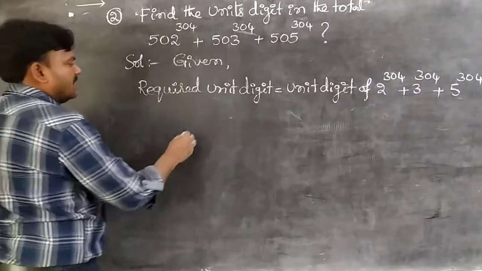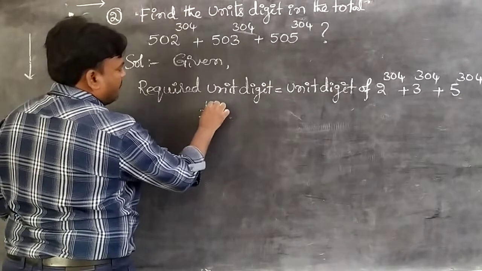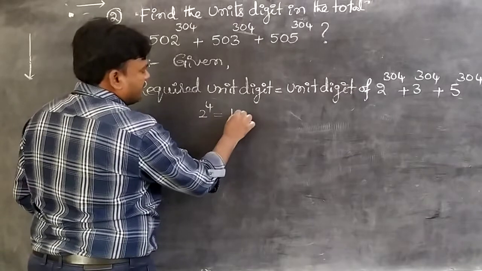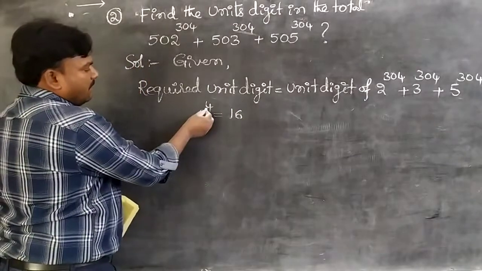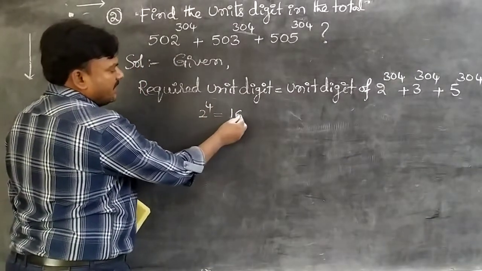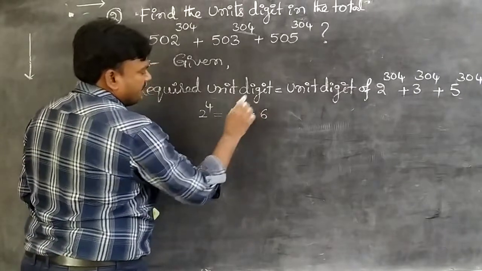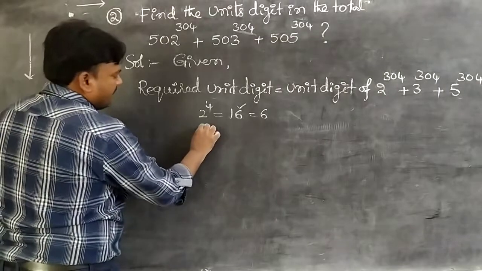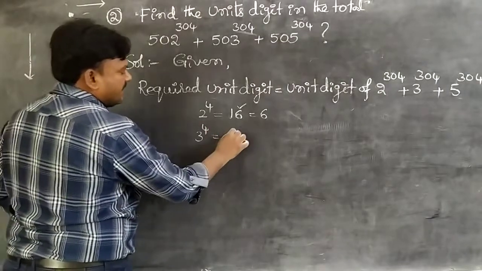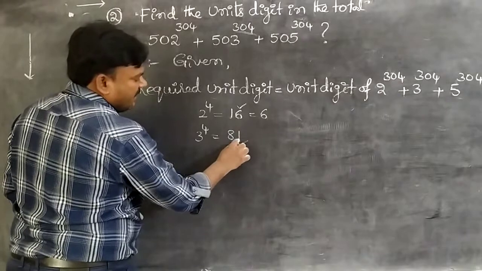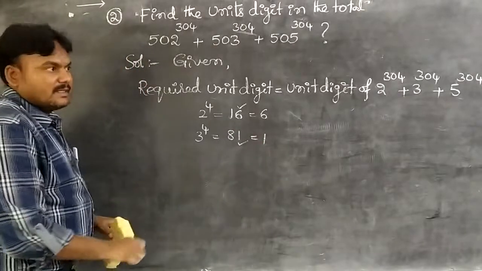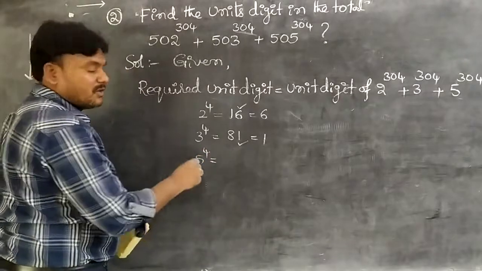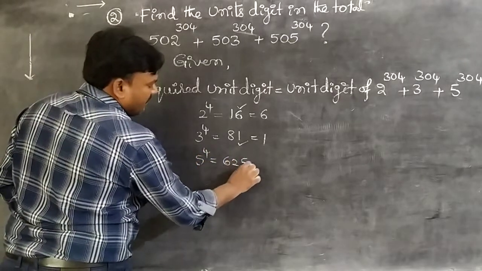So observe carefully here. What about 2 power 4 value? Observe, students. 2 power 4 nothing but 16. In the power 4 multiple, the unit digit must be 6. Next one, 3 power 4, observe. So 3 power 4 means 81. In 81, what about the unit digit? 1. So we have taken 1. Next, 5 power 4. 5 5s are 25. 25 into 5, 25. What about the unit digit here?